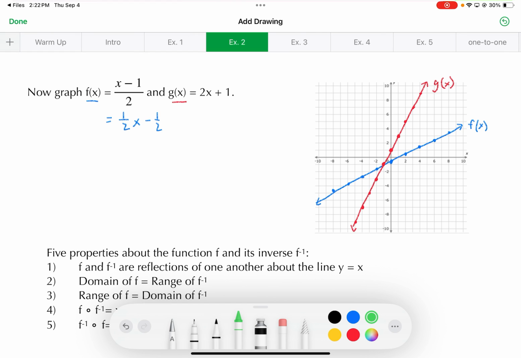Okay, and what we want to observe, we've already said that these two functions are inverses of each other on the previous page, right? Graphically, what we want to observe is we have a line of symmetry here. These two inverses are reflections across the line y equals x. That is a property of inverse functions. Their graphs will always be a reflection over this line.